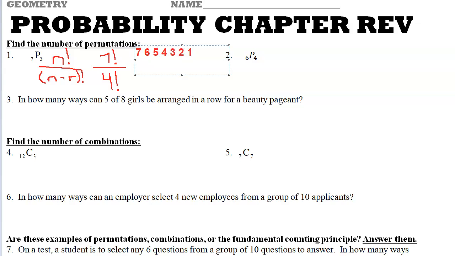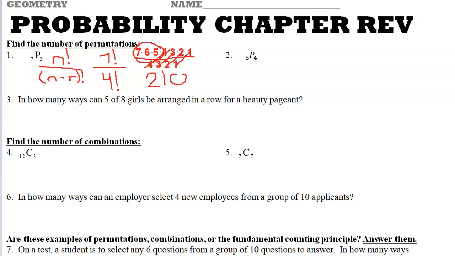I think one of the reasons why people struggle with it is because they don't realize just how little work you're going to have to do. Instead of actually multiplying all these numbers together, what you could also do is just recognize, oh, wait a second, 4 divided by 4 cancels out, 3 divided by 3, 2 divided by 2, and 1 divided by 1, and so all you're really left with is 7 times 6 times 5, which is 210.